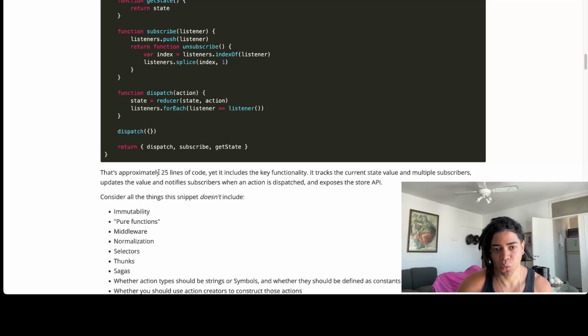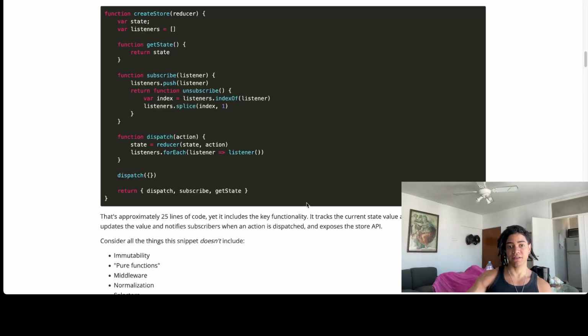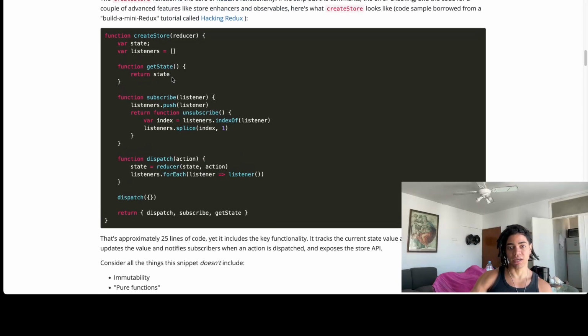That's approximately 25 lines of code, yet it includes the key functionality. It tracks the current state value and multiple listeners, because that's what we're doing, tracking the state and multiple subscribers. It updates the value, which is here with dispatch, and notifies the subscribers when an action is dispatched. And it exposes the store API.